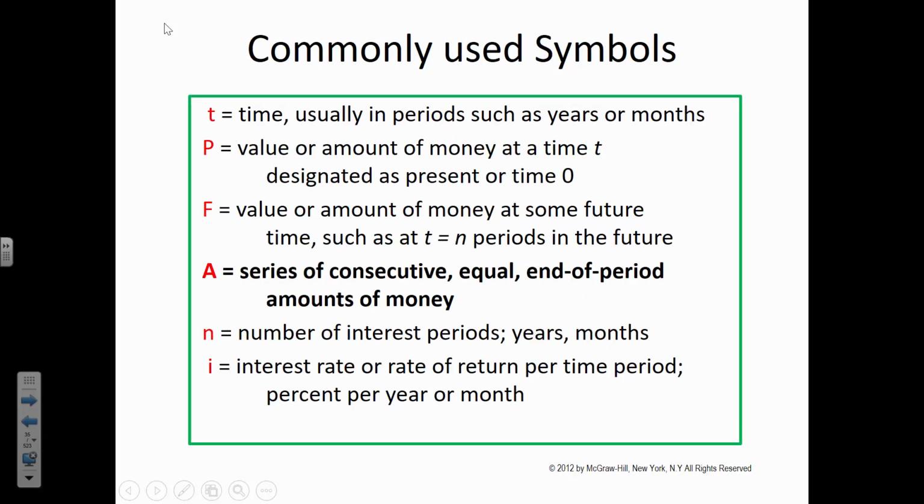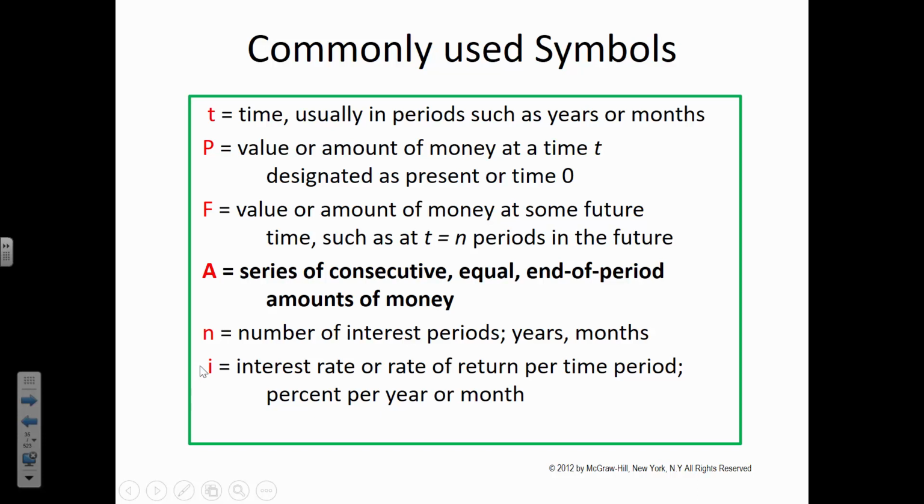Okay, now here's the same information but defined in terms of the variables we'll see in a lot of the problems this semester. T would be the amount of time or the number of periods. Sometimes T and N are used interchangeably because they're both referring to the passage of time. P is the present value, meaning at time 0, the present. F is the future value. A is a uniform annual series.